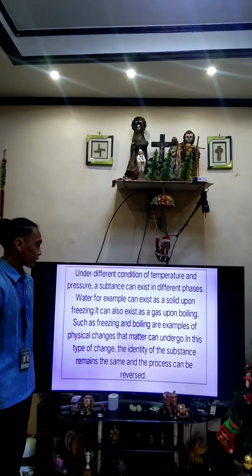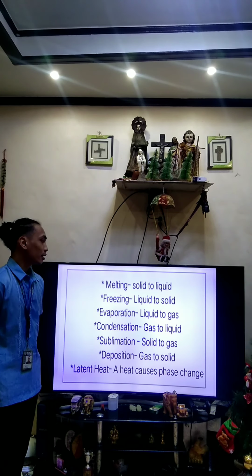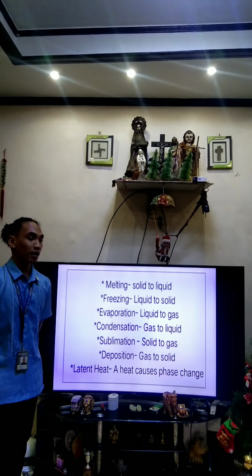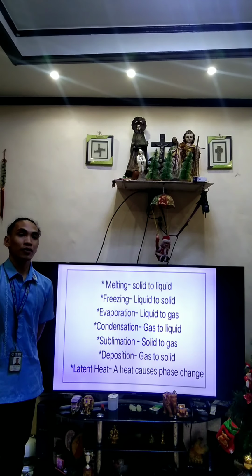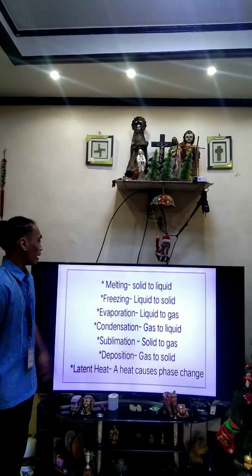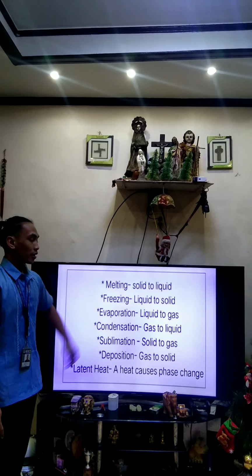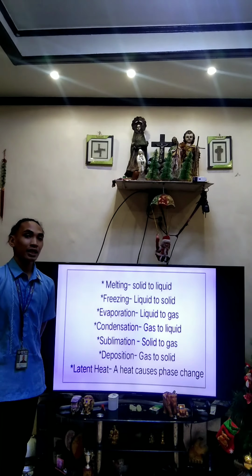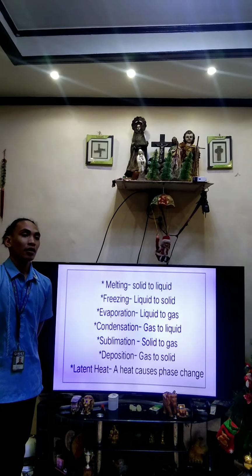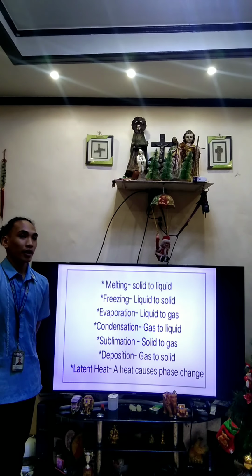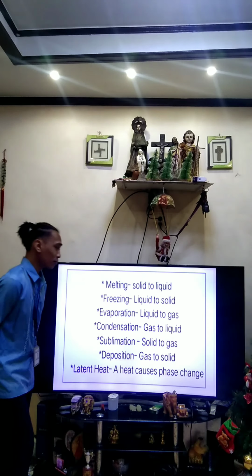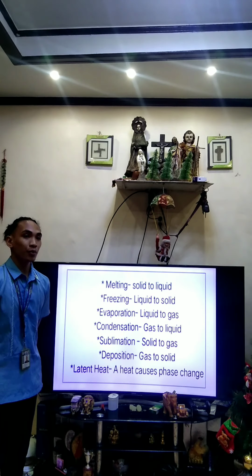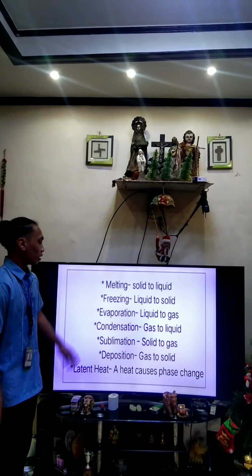There are 6 types of phase change. Melting. Melting is solid to liquid. An example of it is the ice that we take out of the freezer and becomes water. And the vice versa of it is freezing. An example of it is the water that we put in the ref and it becomes ice.